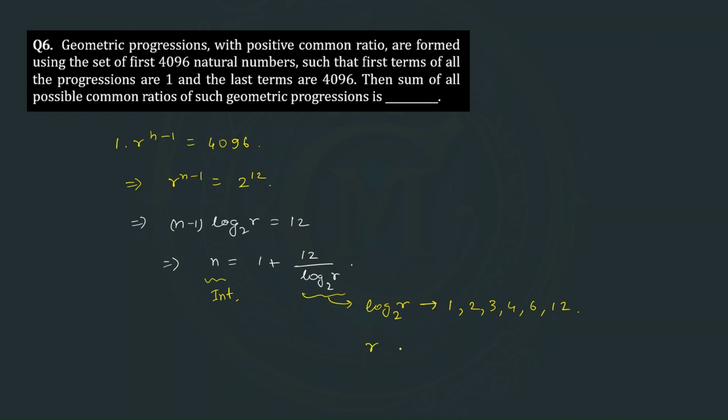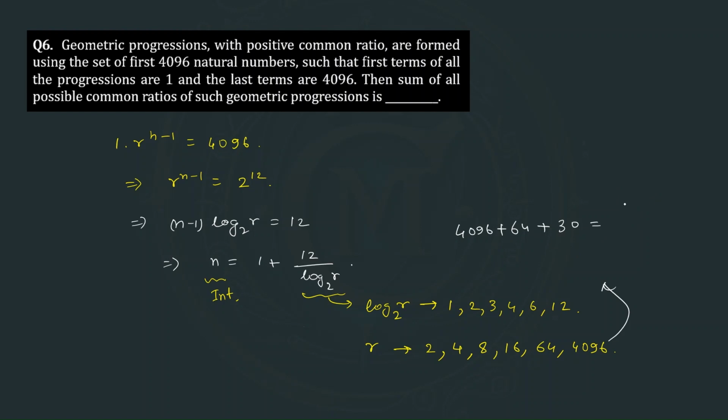So from here we can say r can take values 2 to the power 1, so 2, 2 square, so 4, 2 cube, so 8, 2 to the power 4, so 16, then 2 to the power 6, that is 64, and 2 to the power 12, that is 4096. So these are the possible common ratios of such geometric progressions. Now we have to simply sum up all of this. So if we sum up all this, it becomes 4096 plus 64 plus this becomes 30.